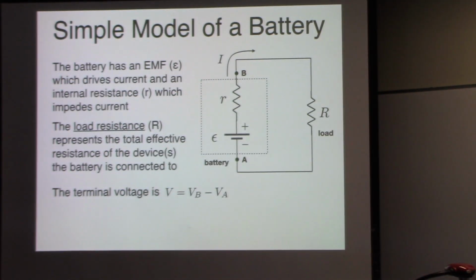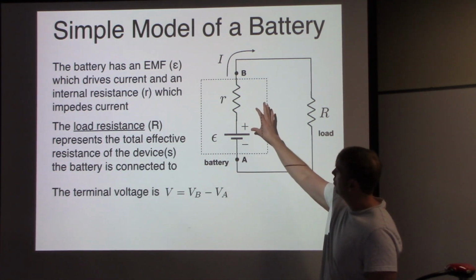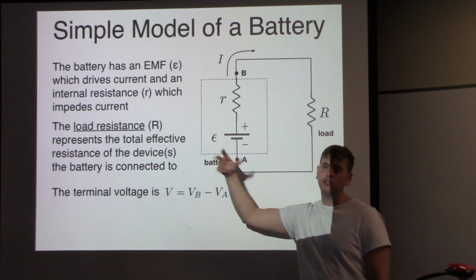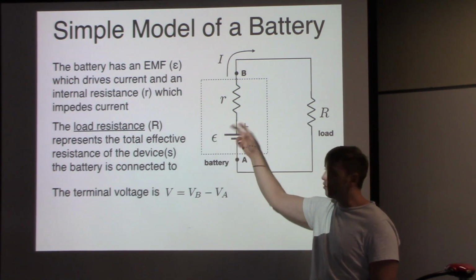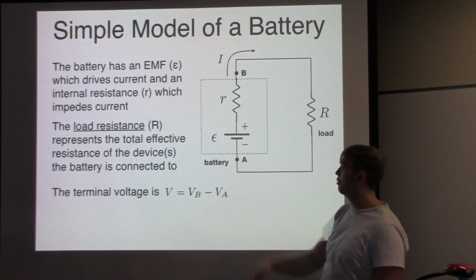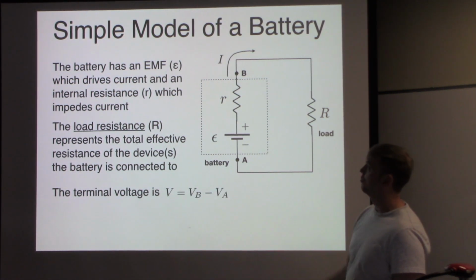So let's take a look at a simple model of a battery. If we look at the battery itself, we can think of it as having two components. There's an EMF. This is the voltage that drives current to flow when this battery is connected in a circuit. And then we have some internal resistance, which impedes current from flowing.